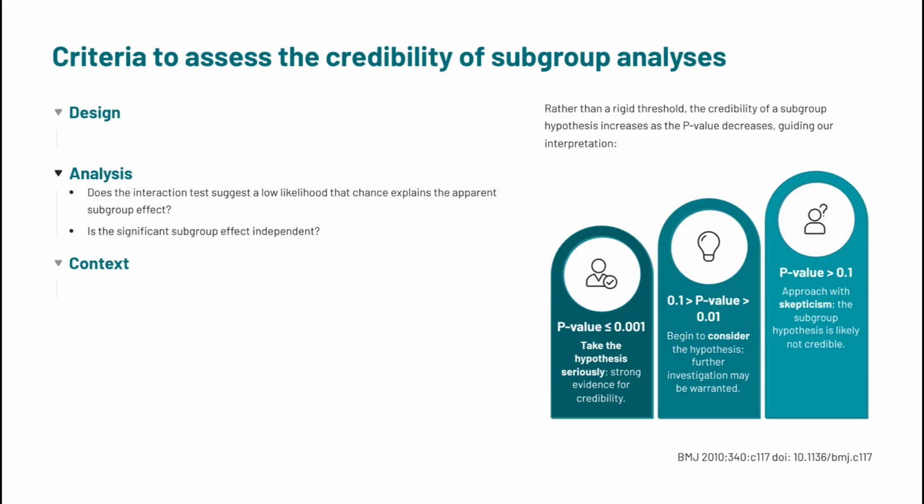Next, probe whether the signal survives adjustment for other variables that could explain it. Things like baseline risks. If the interaction attenuates materially or flips with reasonable adjustments, treat it as non-independent and downgrade credibility.